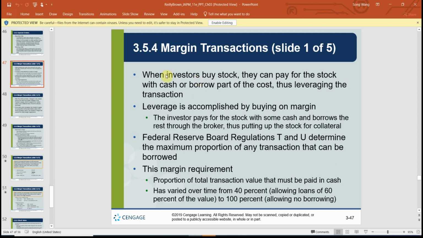So if you look at this PowerPoint slide, it's actually from textbook chapter 3. That's a topic there. So when investors buy stock, they can pay for the stock with cash or borrow part of the cost. That's leveraging the transaction. So leveraging basically means borrowing. And we call this buying on margin. So the investor pays for the stock with some of the cash and borrows the rest through the broker.